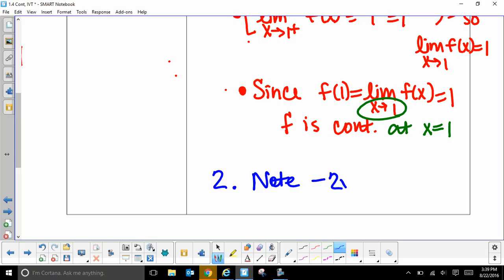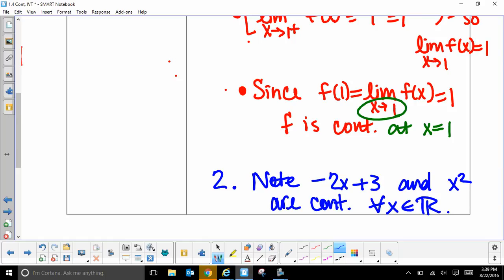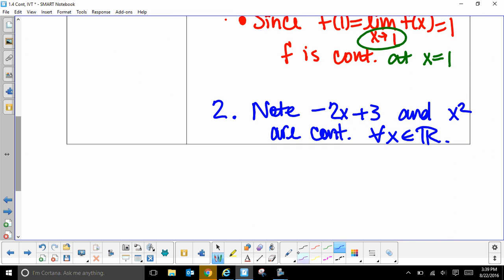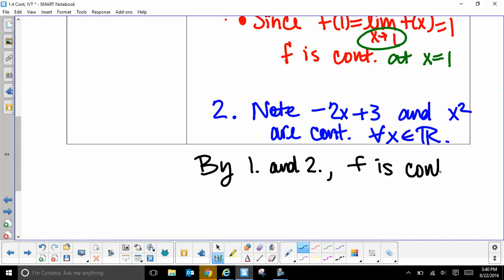that negative 2x plus 3 and x squared are continuous for all real x, so for all x in R, if you want to use some abbreviations. Okay, how I've organized mine, I made a numbered list. So if you do that, then you can say by 1 and 2, then f is continuous for all x in R, for all real x.